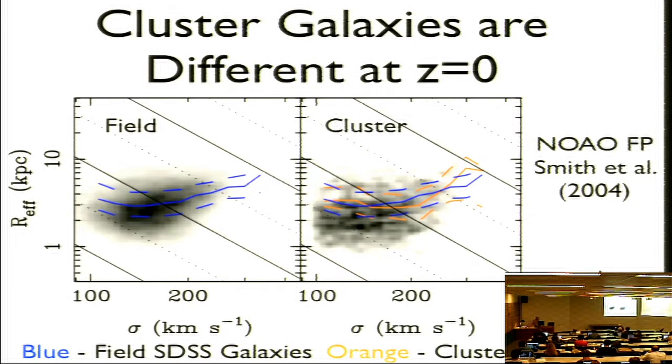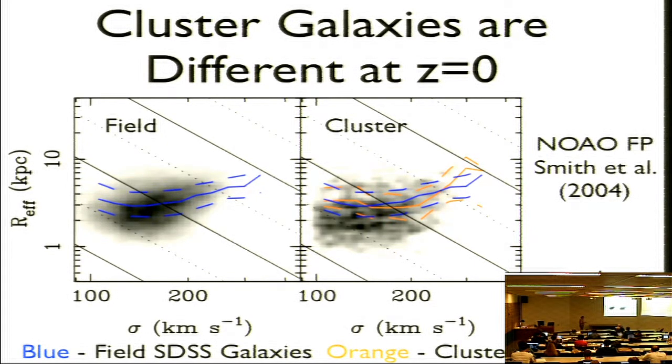So this raises the question of, well, in the local universe, do field galaxies and cluster galaxies have the same size-mass relationship or not? If they don't at high redshift, why would you expect them to at low redshift? So this is a complicated plot, and I'm probably going to spend my next 10 minutes trying to explain this, but bear with me, please.